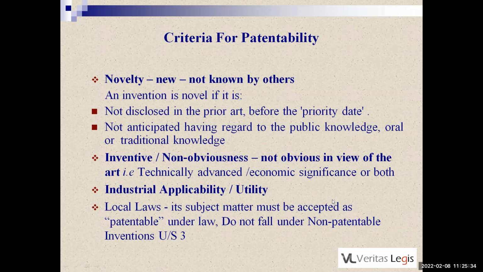Industrial applicability means any invention which can be produced on a large scale, so that a large mass can benefit from it. Then only it is patentable. And last, basically, the local laws. Local laws means the laws of a country like India, US, or other countries. The subject matter which we are going to patent should be patentable under those local laws. For India, we have section 3 of the Indian Patent Act, which says that some inventions are not patentable under section 3. We will run through it in the next slide.